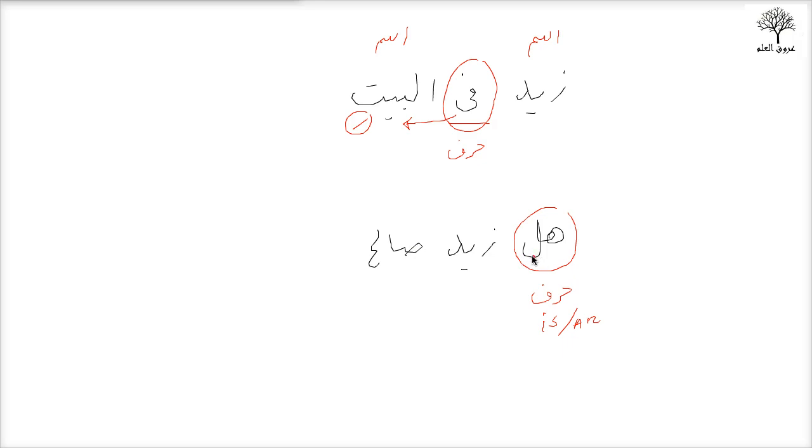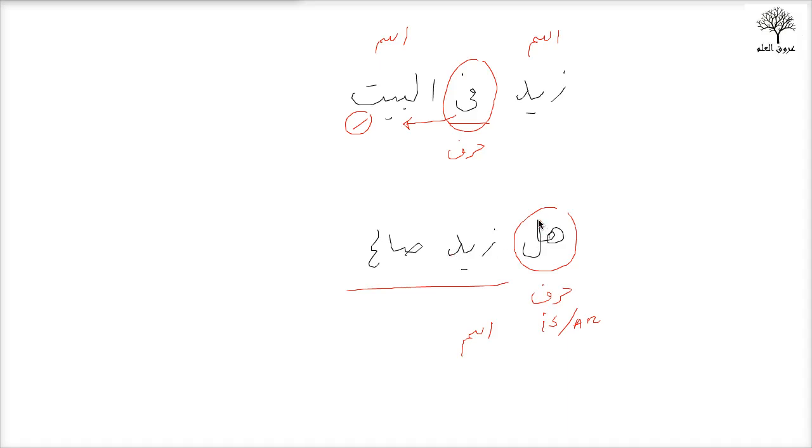But it has a meaning, and the meaning is "or" or "are". All right, and so this sentence is known as a jumla ismiya. Even though at the beginning of the sentence you have a harf, we don't consider that. There is no such sentence in the Arabic language which is a jumla harfiya.